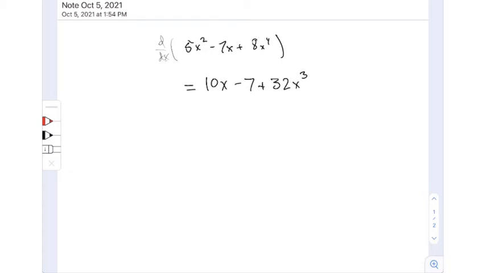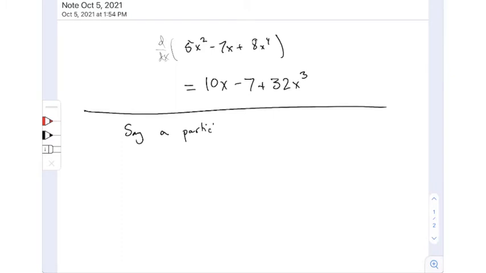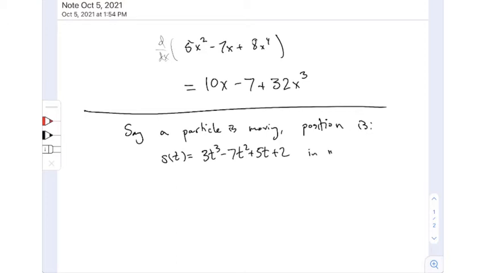Let's do a cute little sort of physics-type problem. Let's say a particle is moving, and the position is this function. How about f of t equals 3t cubed minus 7t squared plus 5t plus 2. And let's say this is in meters. The time is in seconds.